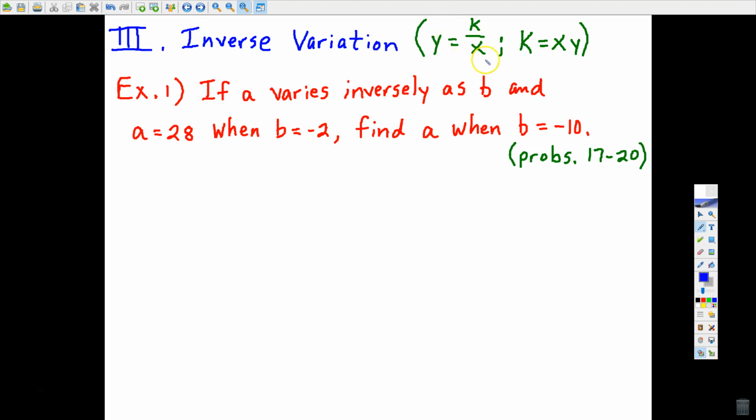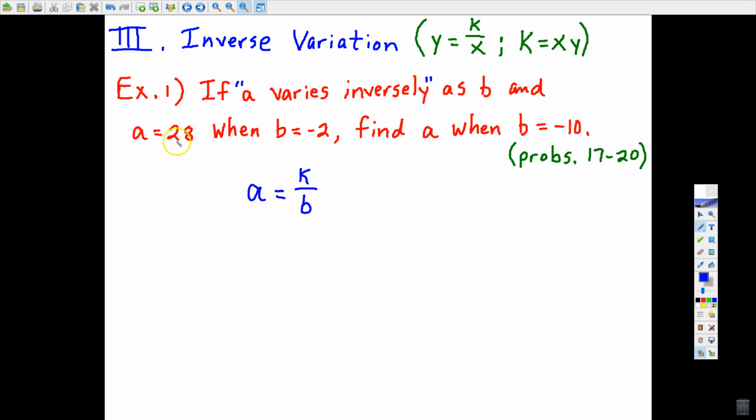So once again, in problems 17 through 20, they involve inverse variation. So notice how our equation looks. Notice how we find k. That's still very important. So let's do an example. A varies inversely as B. So right away, I'm just going to write down in general what that looks like. A varies inversely as B. K is always the numerator. And you can see how A and B have this inverse relationship.